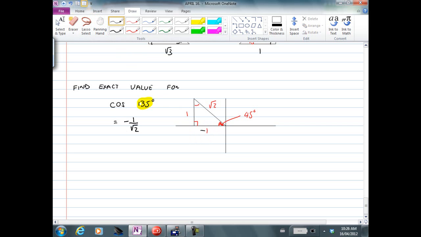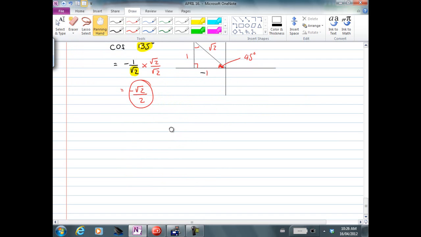But sometimes the book, they don't like having a square root on the bottom. In grade 10, you were taught a way to get rid of a square root in the bottom. You rationalize it. So we multiply this by root 2 over root 2, because you want to get rid of it. So now this becomes negative root 2 over 2. Nothing too bad. Try this now that you know how to do it on your own.